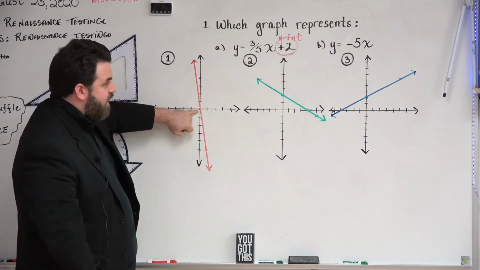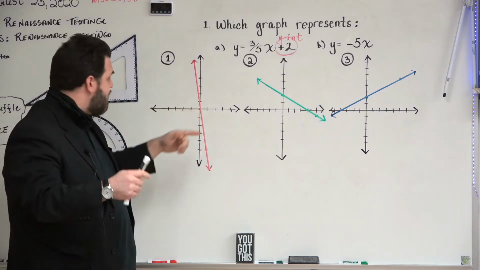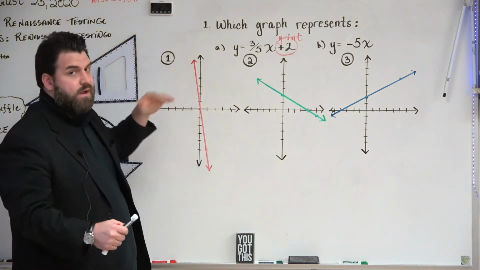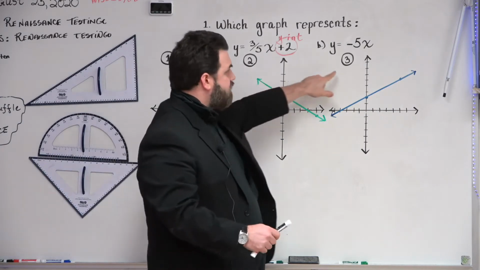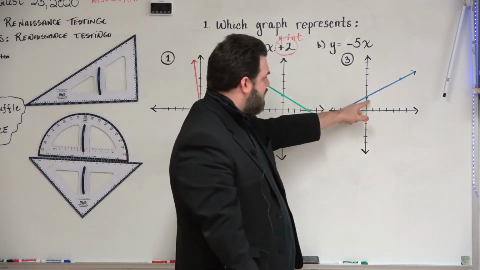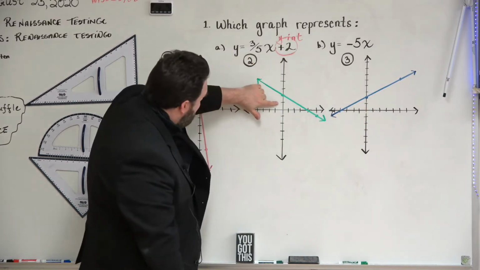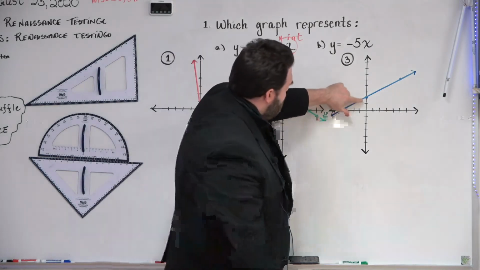Okay, so let's look and see where these graphs cross the y-axis. Here, this graph crosses the y-axis at the origin, so it can't be graph number 1. Now look at graphs number 2 and 3. Both of these graphs cross the y-axis at 2. See, 1, 2. 1, 2.